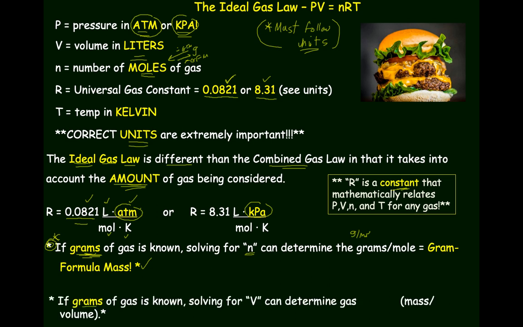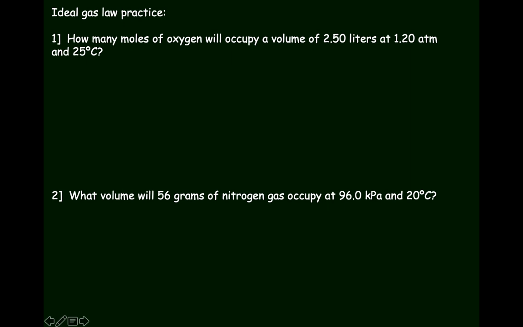Now, also, if you know the grams of gas, you can also solve for the volume and determine gas density, because again, mass divided by volume is equal to density. Well, if I know the mass and I can calculate the volume, then I can find the density. So there's a few clever little things you can do. It's a clever little law. It really works pretty well. Again, it's not very hard. You just have to know which law to use, and that sometimes becomes the issue. So let's just practice a little bit and see where we are.